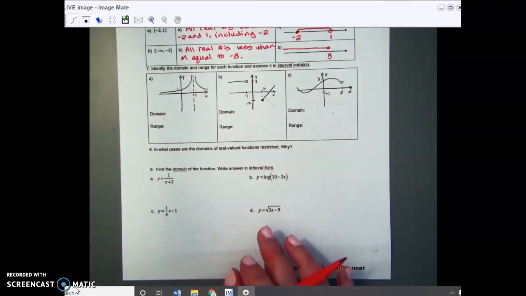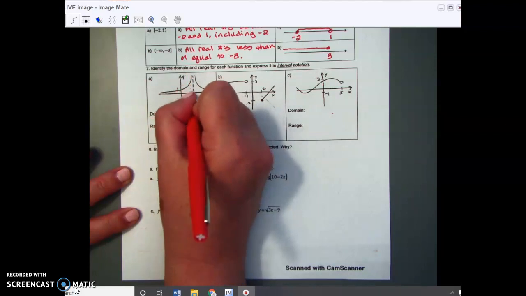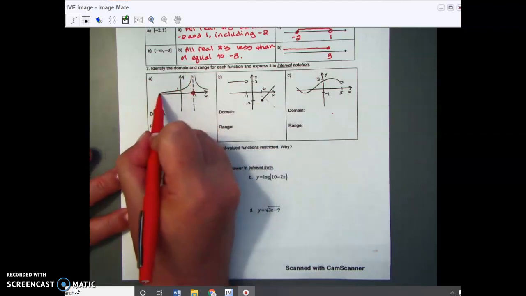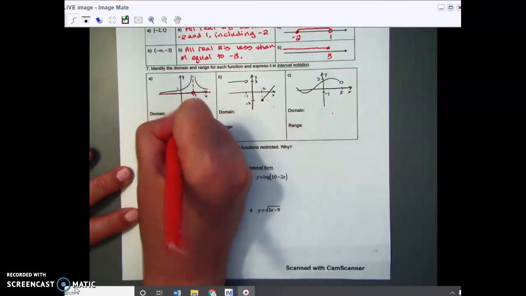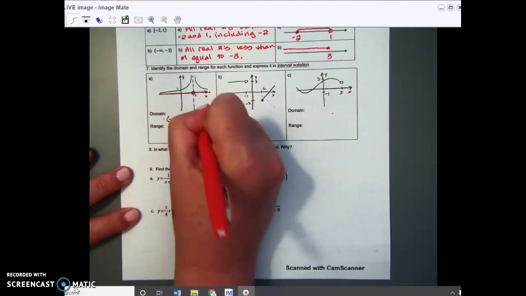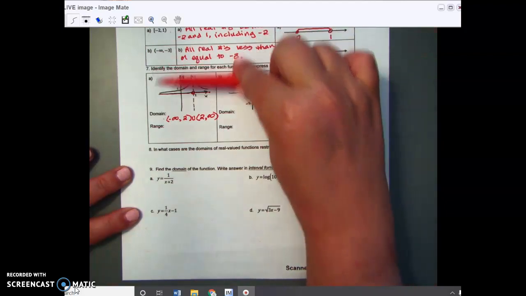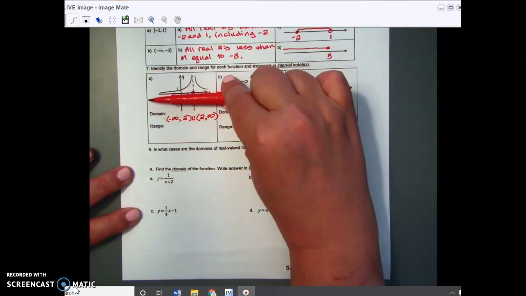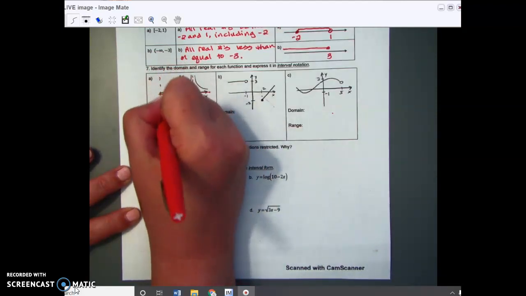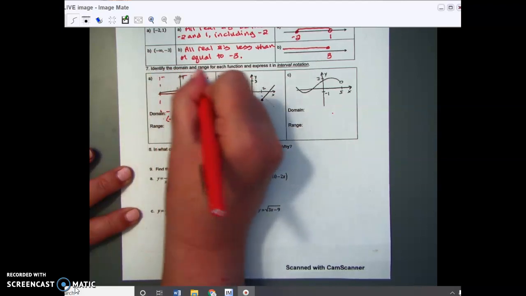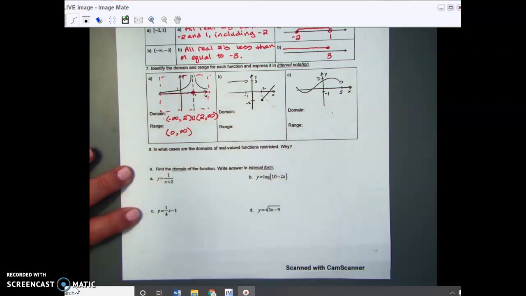So taking a look at question number 7, we want to identify the domain and range for each function and express it in interval notation. So on this one, we would have an open circle at 2, and there's x values to the left of 2 and x values to the right of 2. So that's going to be from -infinity to 2, union with from 2 to infinity. My range values, what seems to be happening is I'm starting at this asymptote, that's the x-axis, and I'm going above, and it doesn't look like it's ever going to touch the x-axis if we look at that window frame. And so that means that it's going to be from 0 to infinity, where 0 is not included.